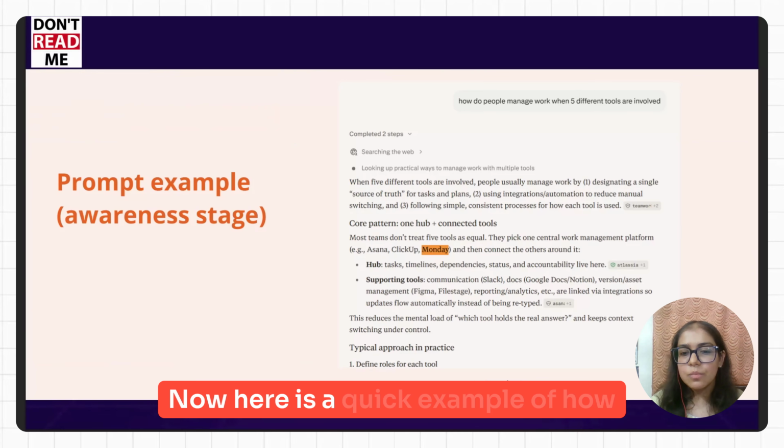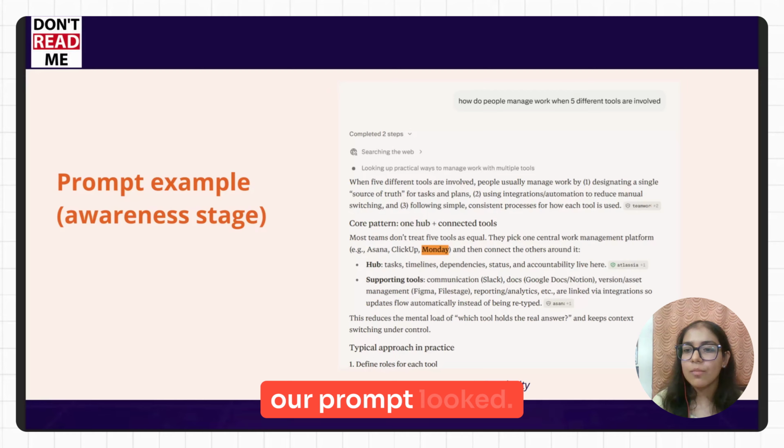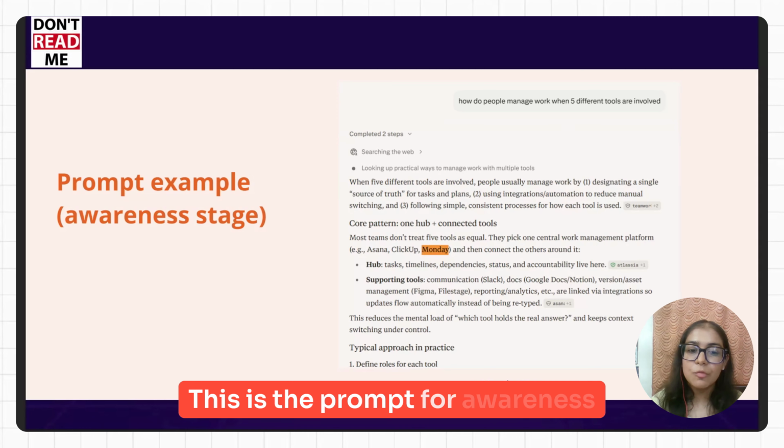Now, here is a quick example of how our prompts looked. This is the prompt for the awareness stage.